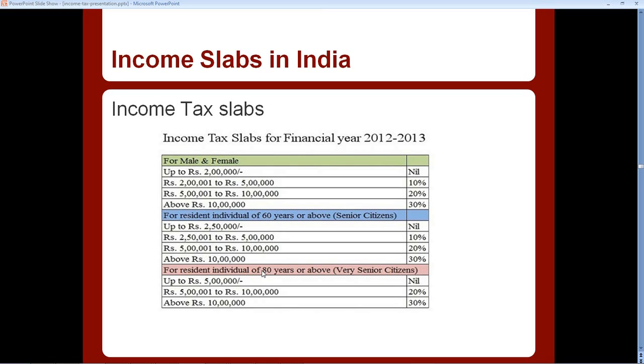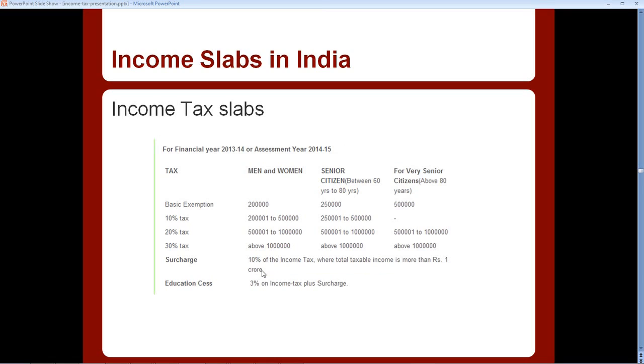And similarly, there are tax slabs for the very senior citizens, those who are 80 years or above. The income tax slabs for the financial year 2013, or the assessment year 2014-15, are as follows. There's a basic exemption for men and women up to 2 lakhs. For senior citizens, it is up to 2,50,000, and for very senior citizens, it is up to 5 lakhs.